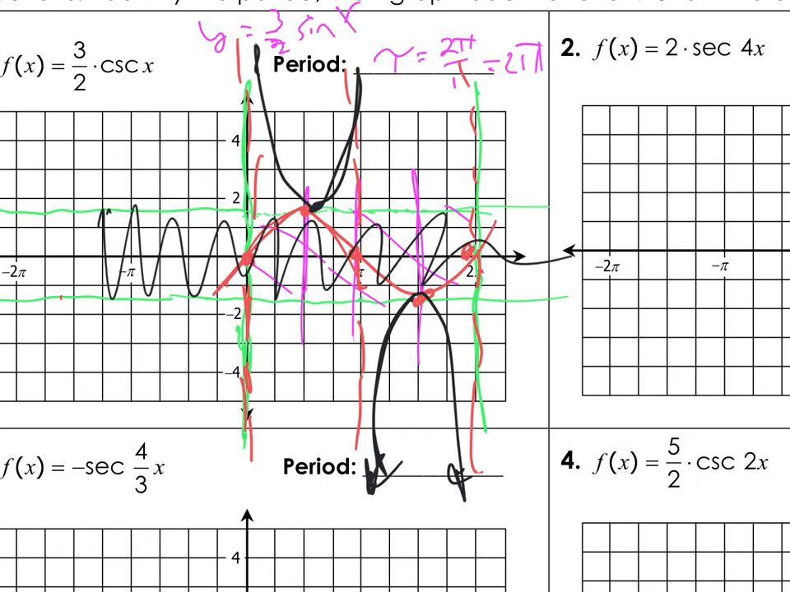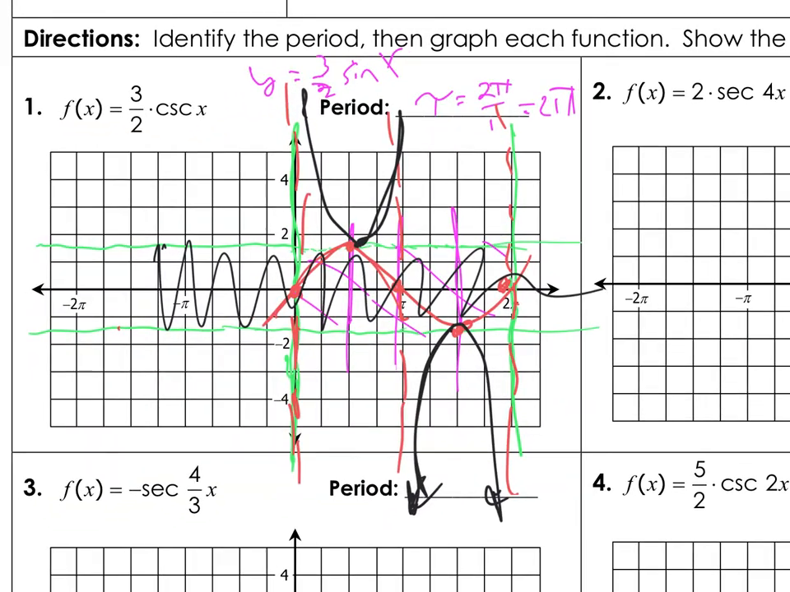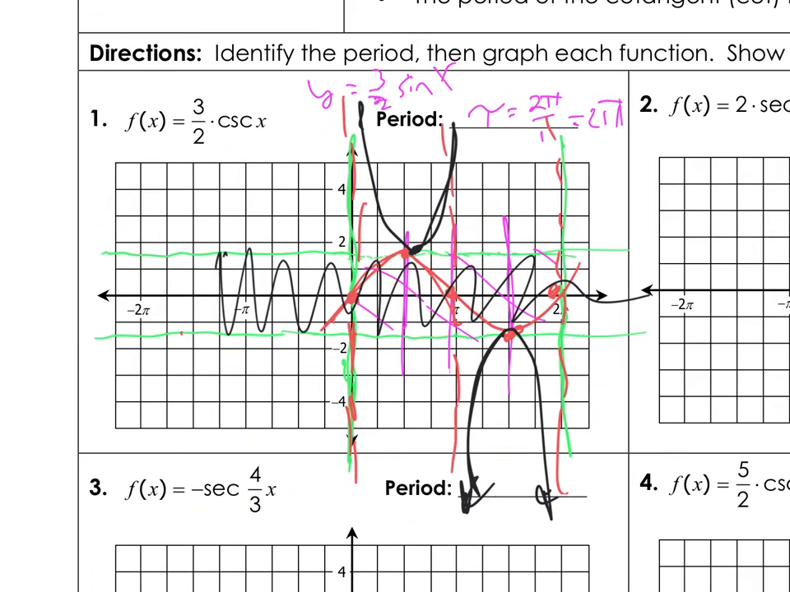A bigger range. So your range is going to change because it's going to go from negative infinity to negative 1.5, and then from 1.5 to infinity. All right, let's do number... wait, okay, I'm sorry.